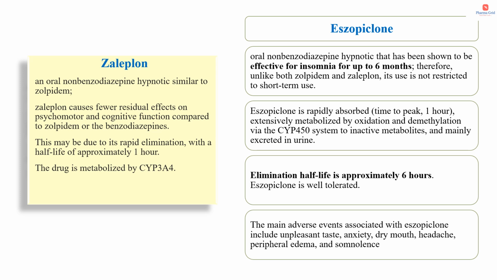Eszopiclone is well tolerated. The main adverse events associated with eszopiclone include unpleasant taste, anxiety, dry mouth, headache, peripheral edema, and somnolence. Okay, so the half-life of zaleplon is approximately 1 hour and eszopiclone elimination half-life is approximately 6 hours. And the peculiarity of eszopiclone is that it is effective for insomnia for up to 6 months. Therefore, its use is not restricted to short-term use.